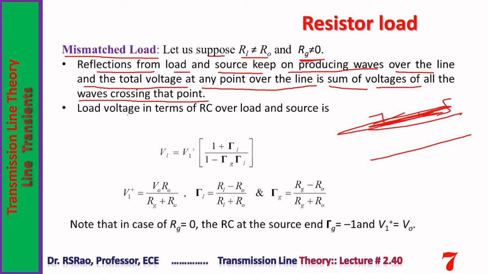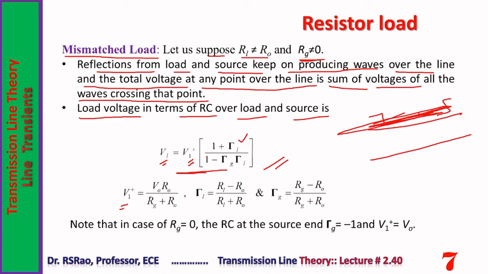This situation can be analyzed. The load voltage in terms of reflection coefficients over the load and source is, in this case, denoted by VL. VL is V plus times (1 plus gamma L) divided by (1 minus gamma G gamma L). Gamma L stands for the reflection coefficient over the load, and gamma G stands for the reflection coefficient over the generator. A little bit of analysis, a few steps, gives us this particular expression.